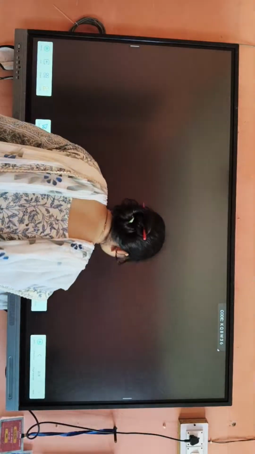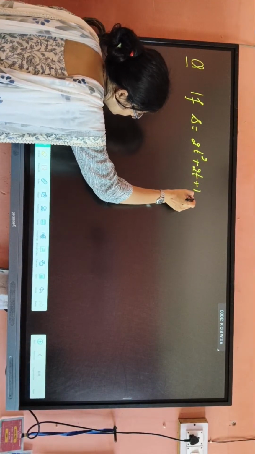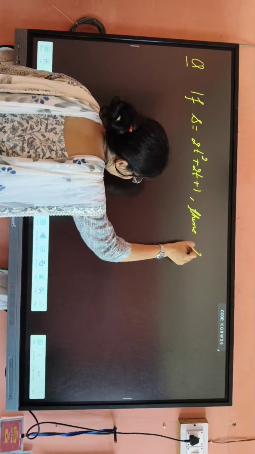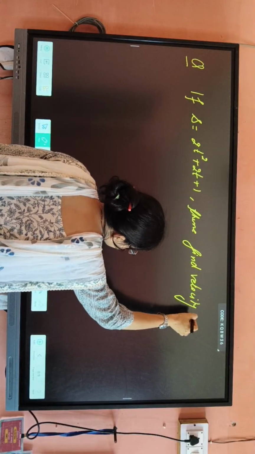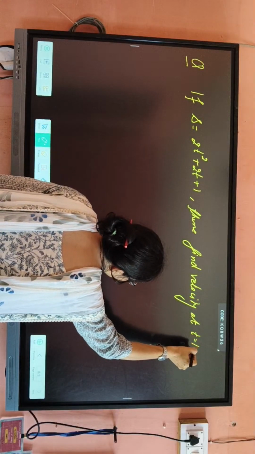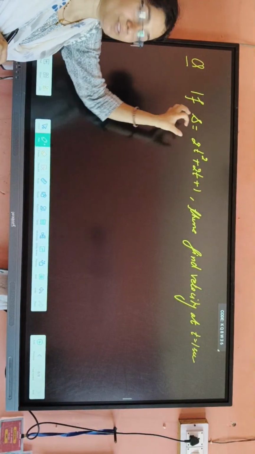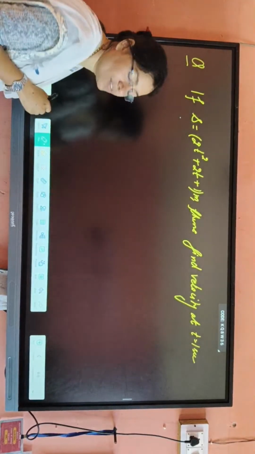For example, if your question is given, if your displacement is given as 2t plus 1 like this, then find velocity. What do you have to find? You have to find the velocity at t equal to 1 second. Clear? So if a displacement time equation is given, what does an equation mean? The equation given to you is a time varying equation.